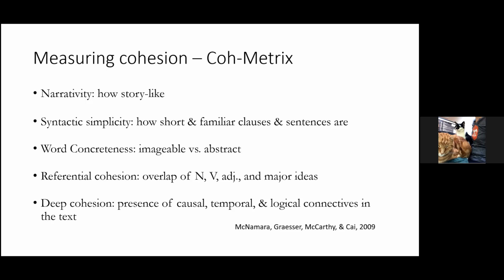And then they find deep cohesion is also an indicator of how cohesive the whole thing is. So this would be different types of connectives: causal connectives being things like because, therefore; temporal connectives, things like after, before, during; logical connectives; and then adversative connectives, also things like however, in spite of.